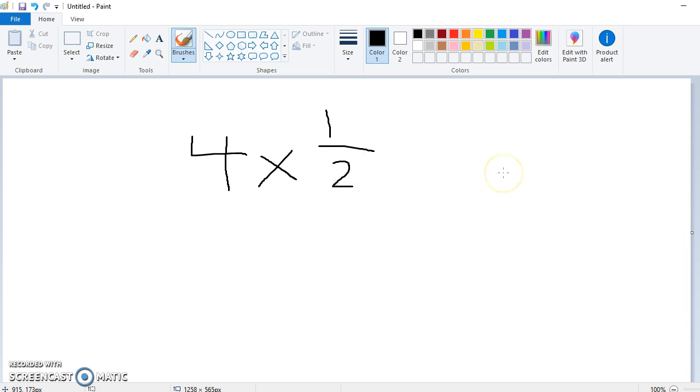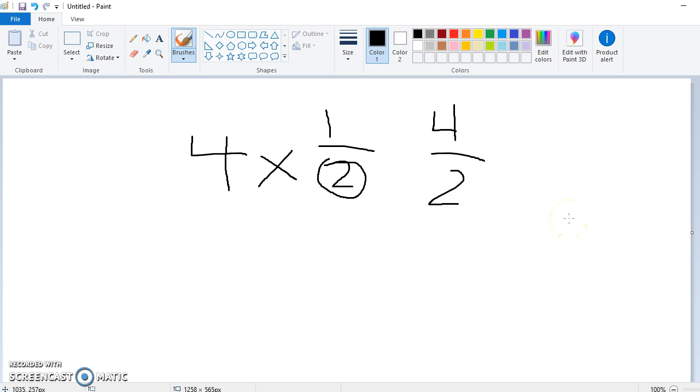Because I have my 1 in the numerator, this is a unit fraction. So you may be looking at this and you're like, I have no idea where to start. It's actually really simple. You're just going to leave your denominator the same. So our denominator is 2. We're going to leave that the way it is, and we're just going to take 4 and multiply it by 1. So we get 4 over 2, or 4/2.